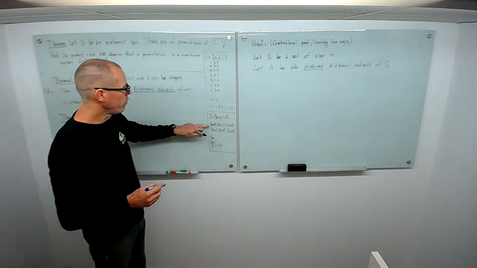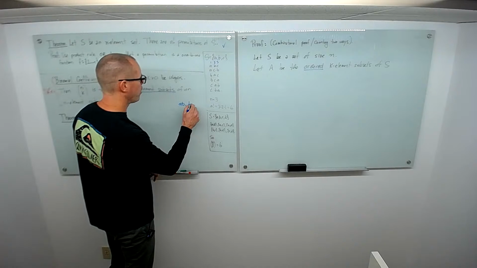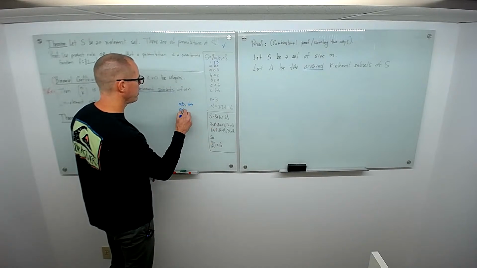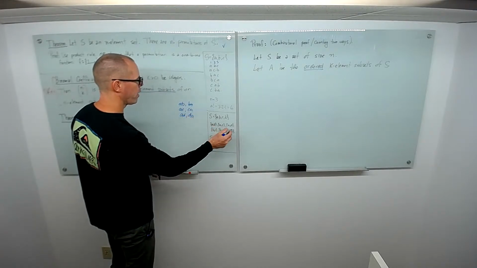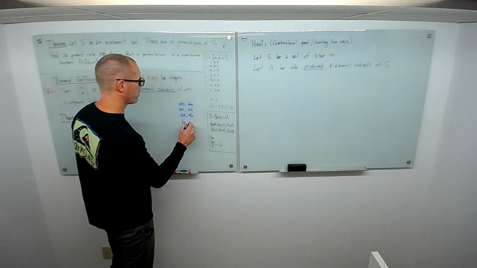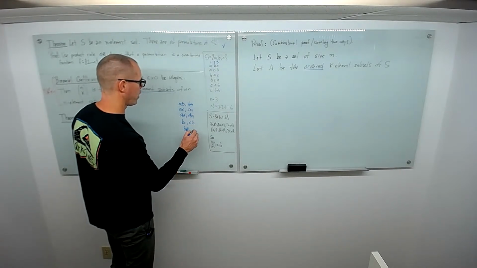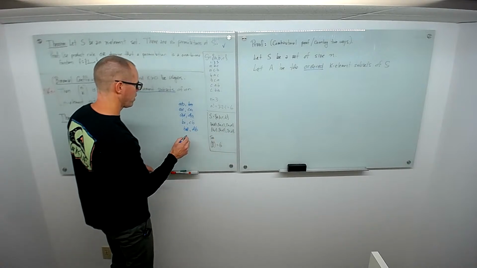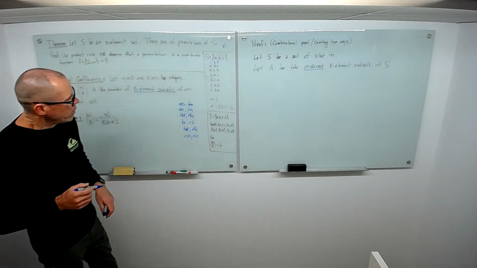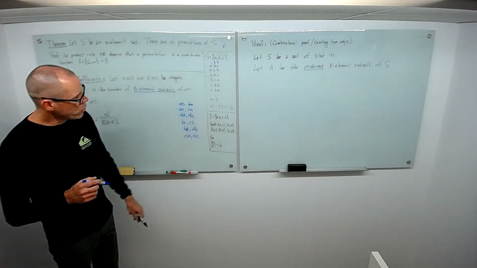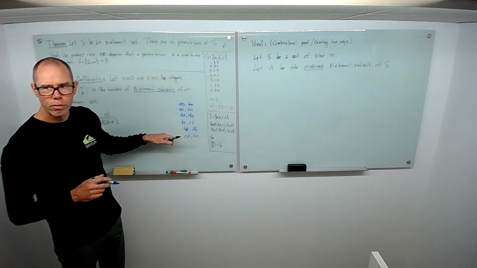And the reason I get 12 of them is that I will get AB, but I also get BA. And I get AC, but I also get CA. I get AD, but I also get DA. I get BC, but I also get CB. I get BD, but I also get DB. And I get CD, but I also get DC. So the number of subsets of S of size 2, the 2-element subsets, is 6, but the number of ordered 2-element subsets is 12.